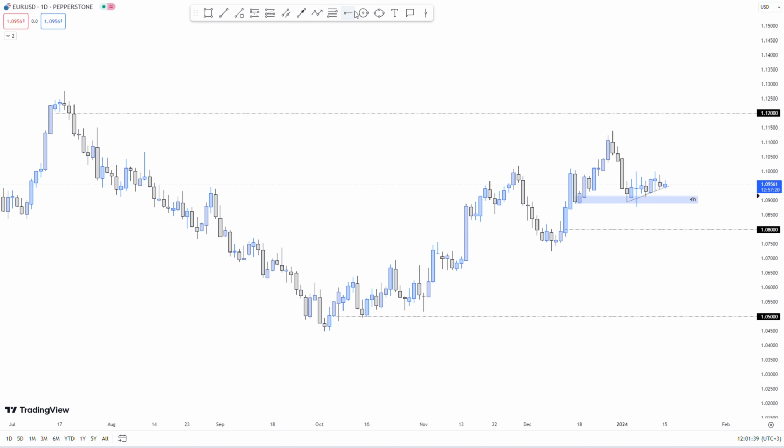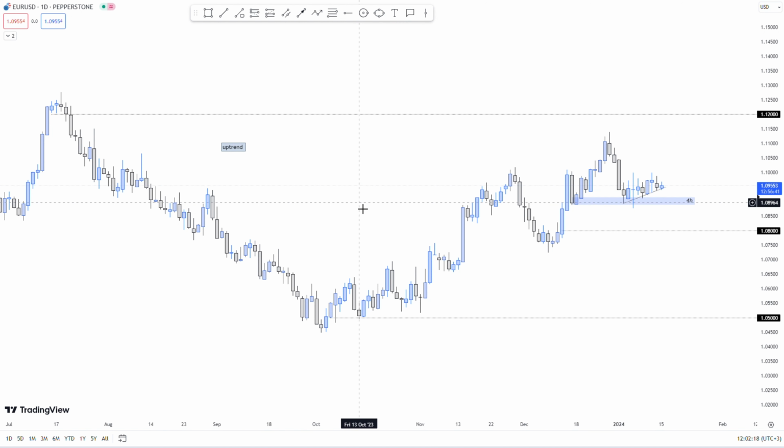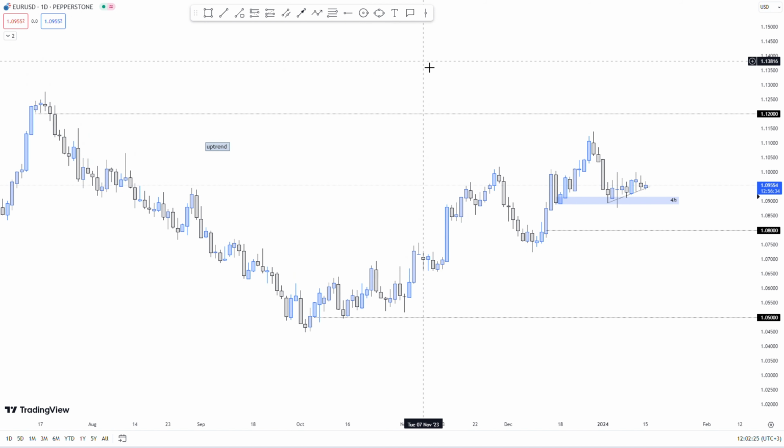So the first thing that you should do when analyzing the markets is you start by asking yourself, what is the market structure? The next thing you want to do is mark the zones, the daily zones where market could turn when it gets there.